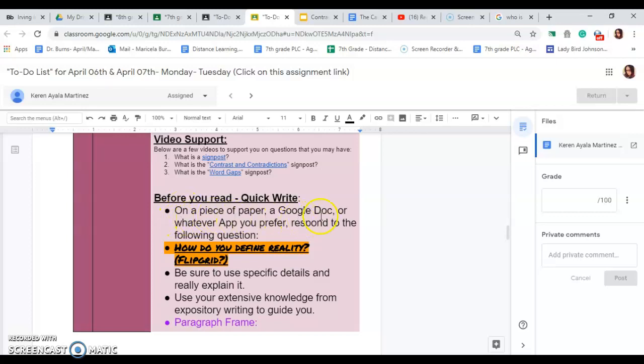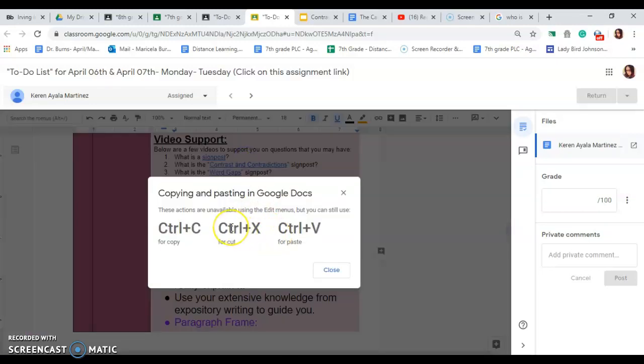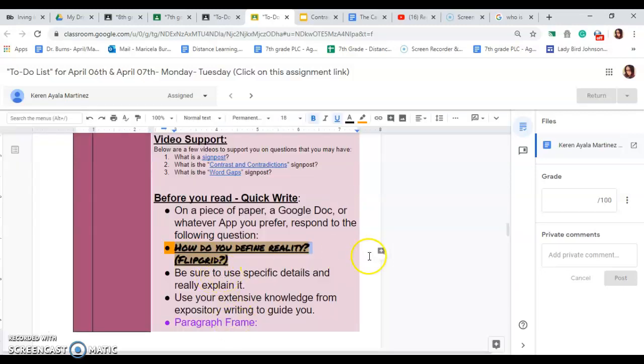On a piece of paper, a Google Doc, or whatever app you prefer, respond to the following question. Well, here we know we're going to have to use this Google Doc. How do you define reality? Flipgrid. You can use a Flipgrid if you'd like, and then just send it to me. But what I would suggest is copying it, Control-C, got to get used to that, and answering it, putting it down below here. Be sure to use specific details and really explain it.